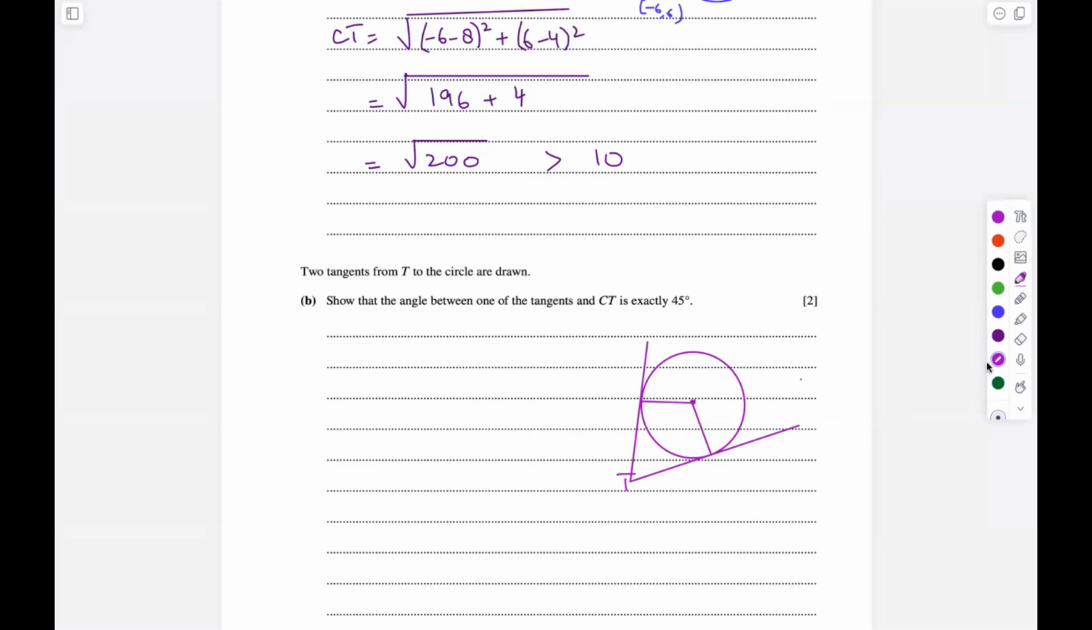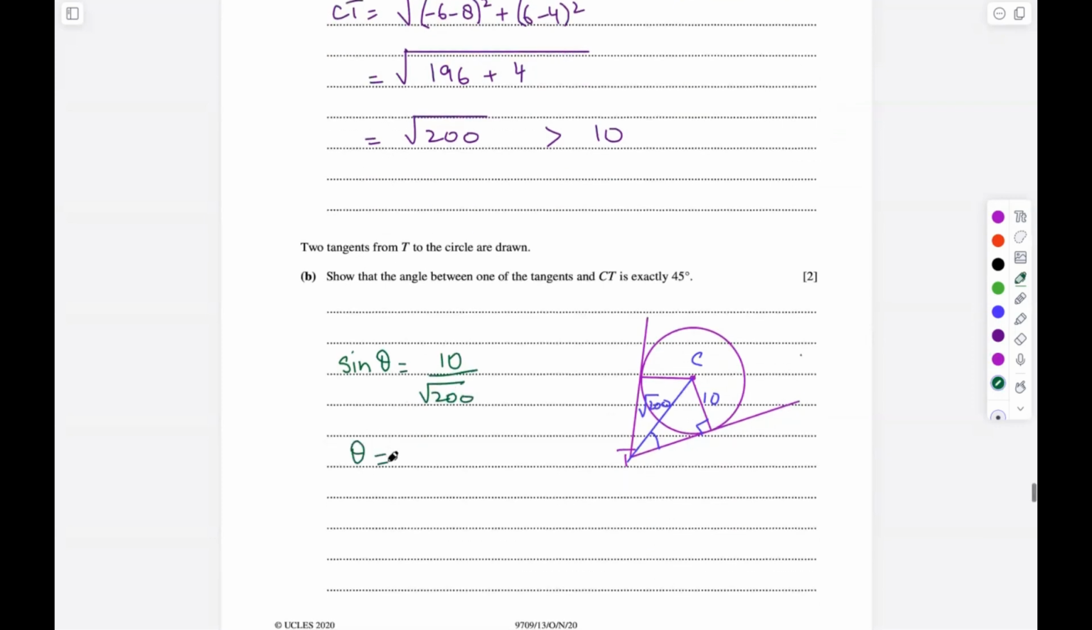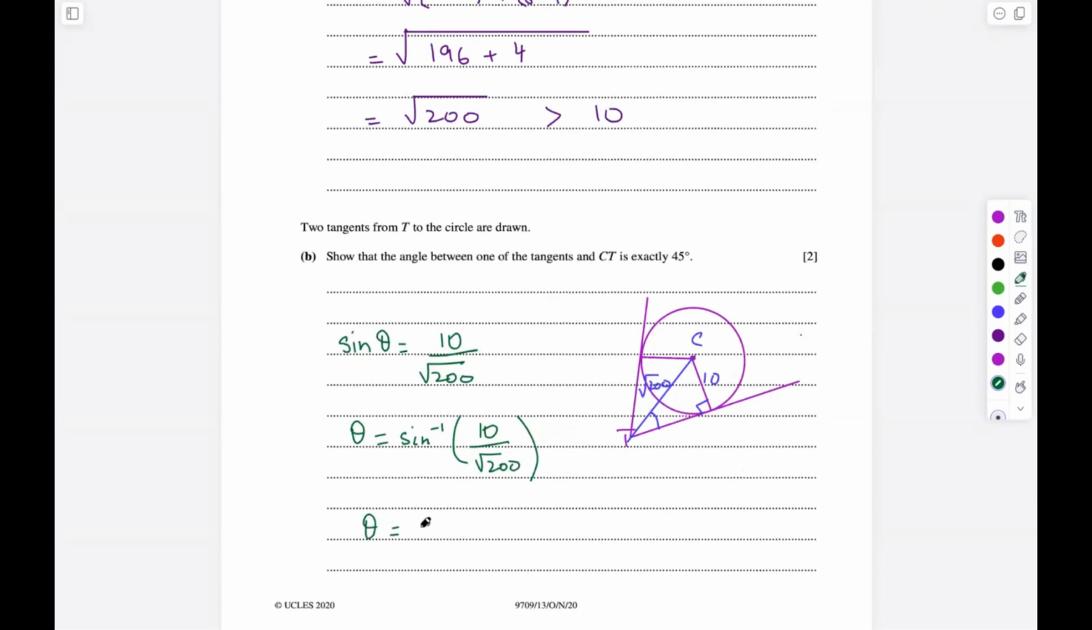Now to show the angle, we can first make a line over here, and we know that a tangent makes a right angle with the radius at the center of the circle. The distance CT is already known: the square root of 200. The radius is 10. To show that the angle between the tangent and CT is 45, we know this is a right angle, so we can use opposite over hypotenuse, so we can use sine. Sine theta is equal to 10 divided by the square root of 200, as the square root of 200 is the hypotenuse. So theta is equal to sine inverse of 10 upon the square root of 200. Substituting this in the calculator, theta is equal to 45 degrees.